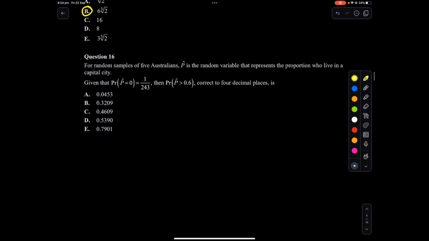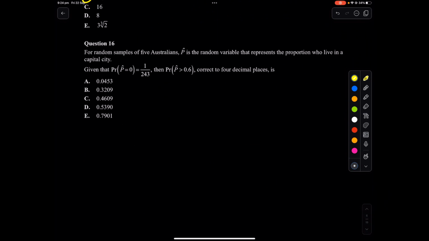Perfect. Done. For a random sample of 5 Australians, P is the random variable that represents the proportion who live in the capital city. Given that this is that, find the probability that P hat is greater than 0.6. Okay, so n is equal to 5 because there are 5 Australians. So we can say P hat is equal to X over n.